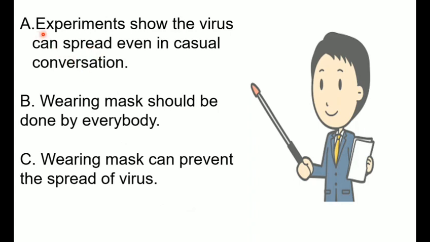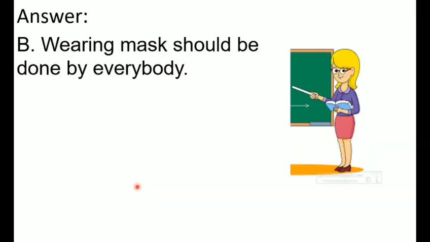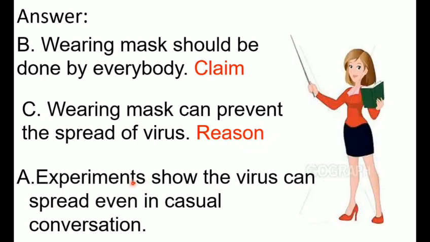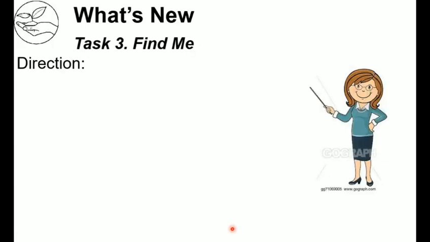A. Experiments show the virus can spread even in casual conversation. B. Wearing masks should be done by everybody. C. Wearing masks can prevent the spread of virus. Now, here is the answer. Wearing masks should be done by everybody. This falls under claim. Letter C. Wearing masks can prevent the spread of virus. This statement falls under reason. And experiments show the virus can spread even in casual conversation. This falls under evidence. Alright.